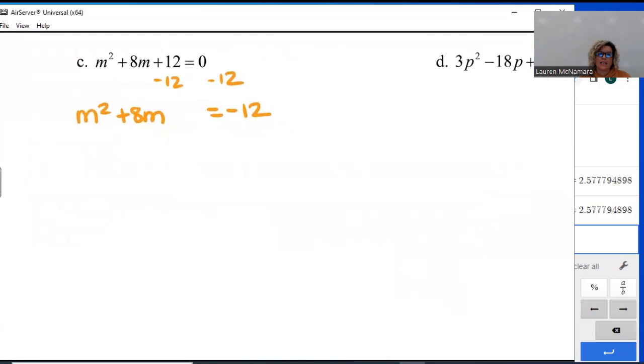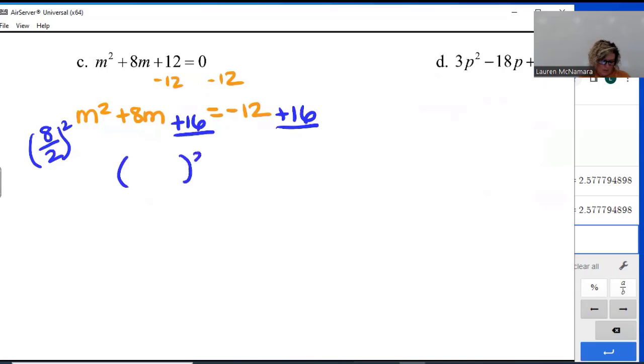I need to fill in that space with something. 8 divided by 2, then squared. So 8 divided by 2 is 4. 4 squared is 16. Whatever you do to one side, you do the same thing to the other side. Binomial squared equals 4. M is my first term plus, what did I square? 4.